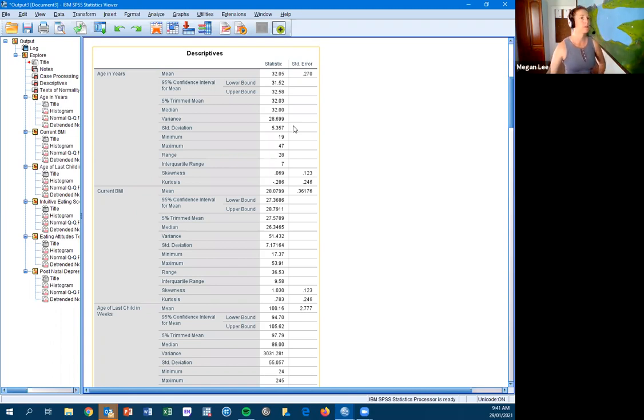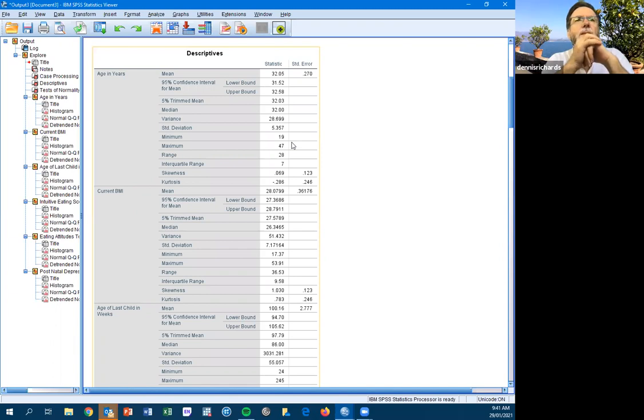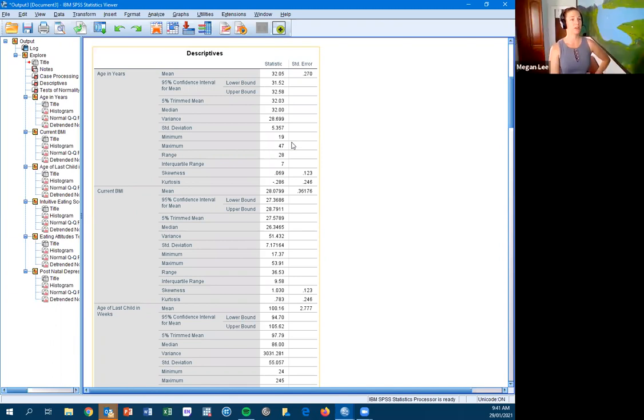So that was quite good. All right. So what was the youngest woman in our data set? 19. How old was our oldest? 47. Now we had to take a really good look at the participant who was 47.